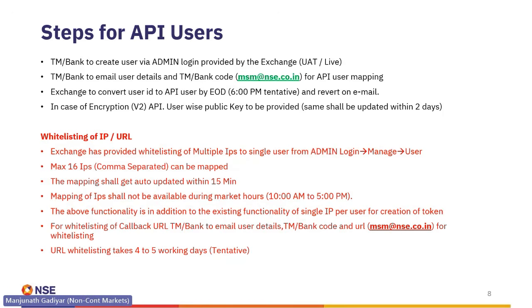And in case of whitelisting for any TM or bank, the email ID and the same details need to be mailed to msm@nse.co.in. URL whitelisting would take 4 to 5 days. So we are working on URL whitelisting also, and soon that can also be done via the admin user. Currently only whitelisting of IP is allowed. Soon whitelisting of URL shall also be allowed from the front end itself.